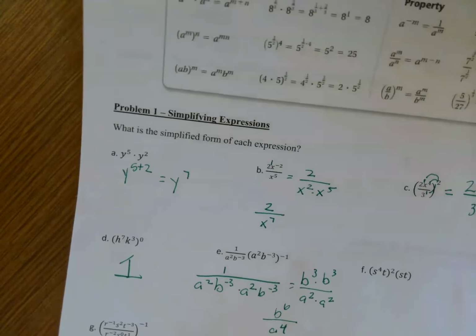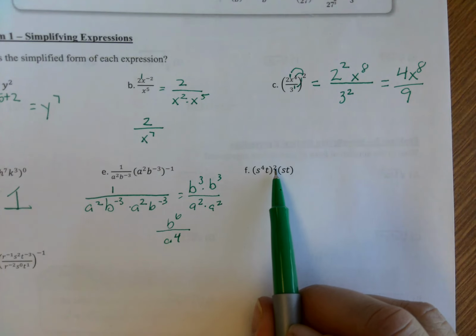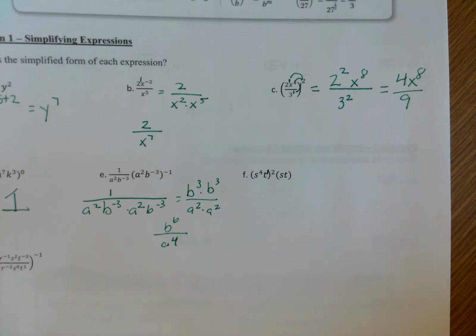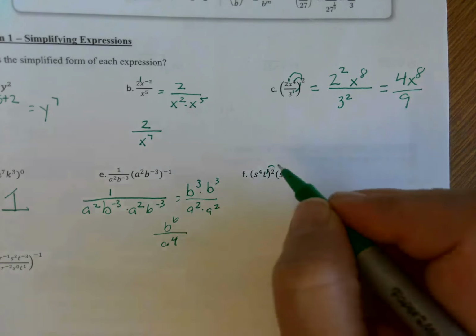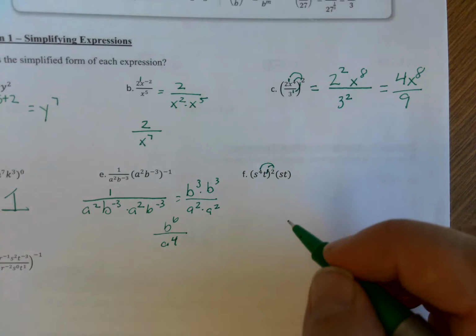For f, there's two things I have to do here. I have to combine the s and t, but I also have to take care of this exponent first. This t doesn't have an exponent. I'm going to write a 1 in. Power to a power, you multiply. Power to a power, you multiply.